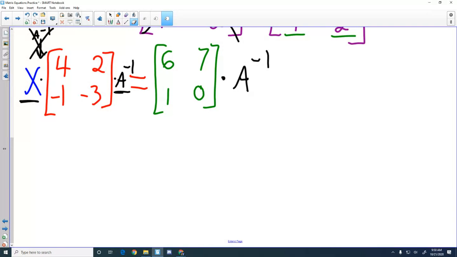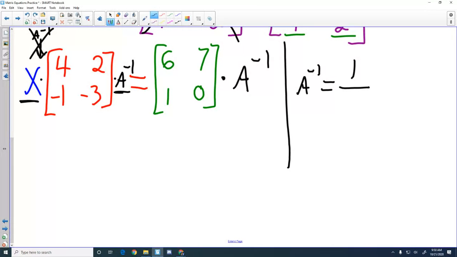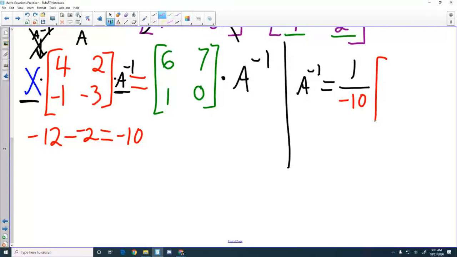So we need to figure out what is A inverse. I'll make a little side note over here. A inverse equals 1 over the determinant. Okay, what is the determinant of A? Remember, this is matrix A in red. So we multiply the first diagonal, which is 4 times negative 3, to give us negative 12, minus the other diagonal, which is negative 1 times 2, which is negative 2. Add those up, we get negative 10. So A inverse is 1 over negative 10.